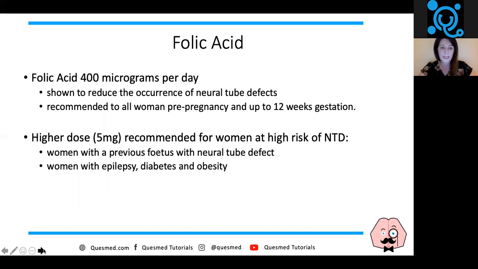And a note about folic acid. So as we already said, folic acid is recommended for all pregnant women at a dose of 400 micrograms per day. And this is recommended to all women pre-pregnancy and up to 12 weeks gestation. Now, a higher dose of 5 milligrams is recommended for women at high risk of neural tube defects. So these include women with a previous fetus with a neural tube defect, women with epilepsy, diabetes, and obesity.